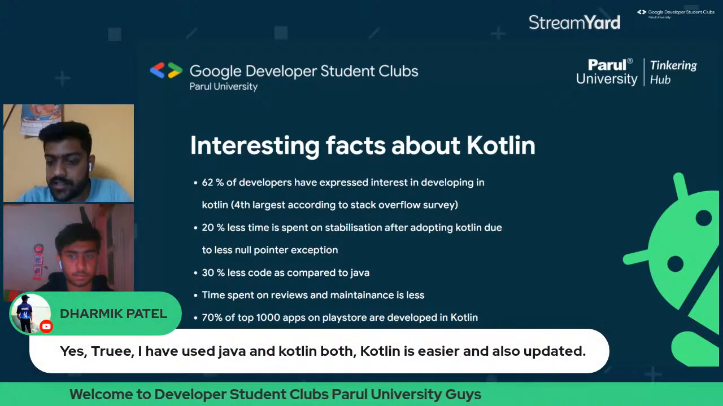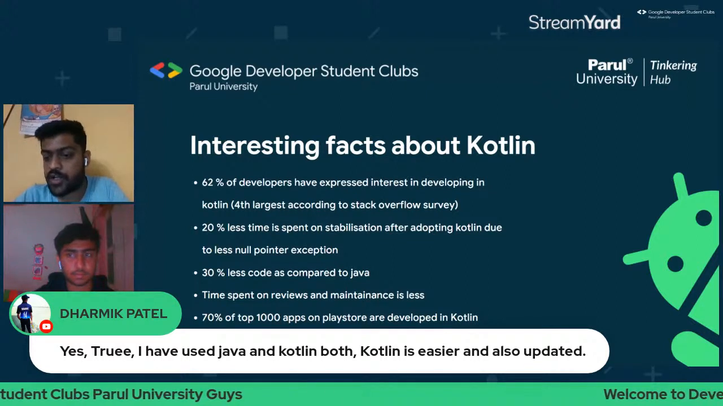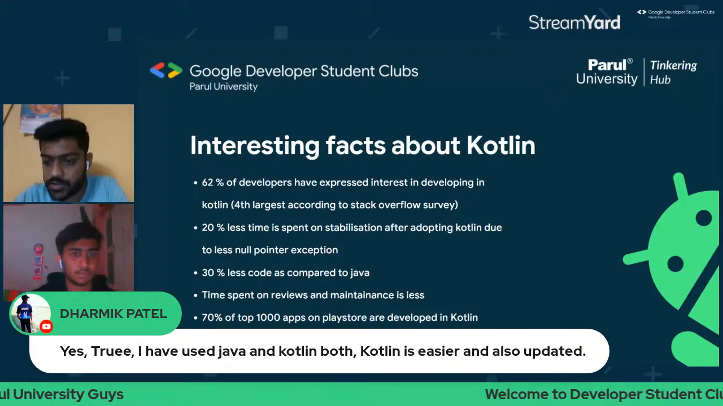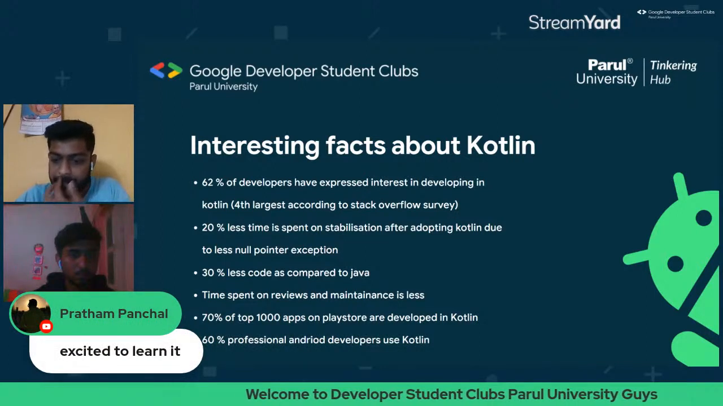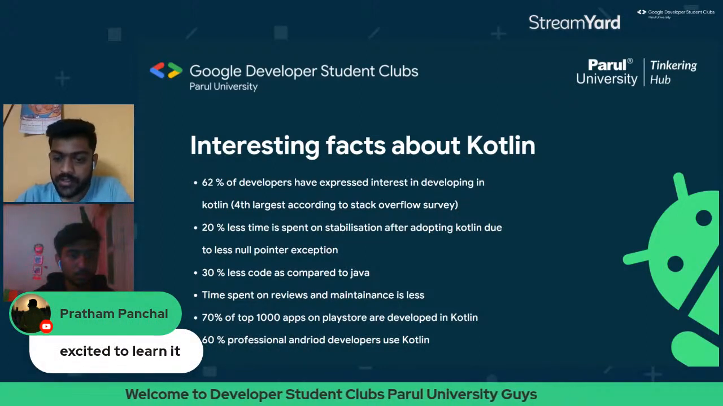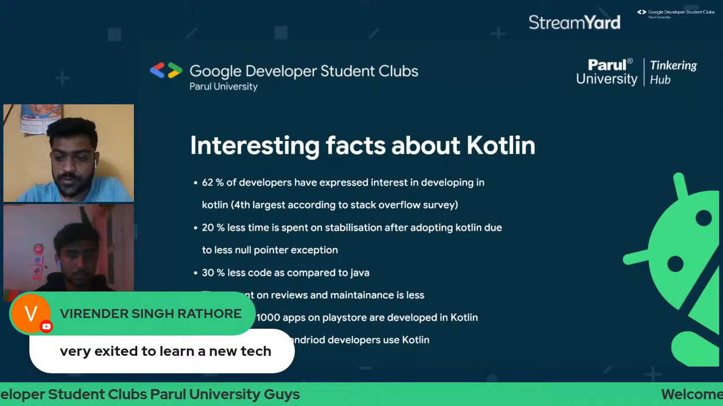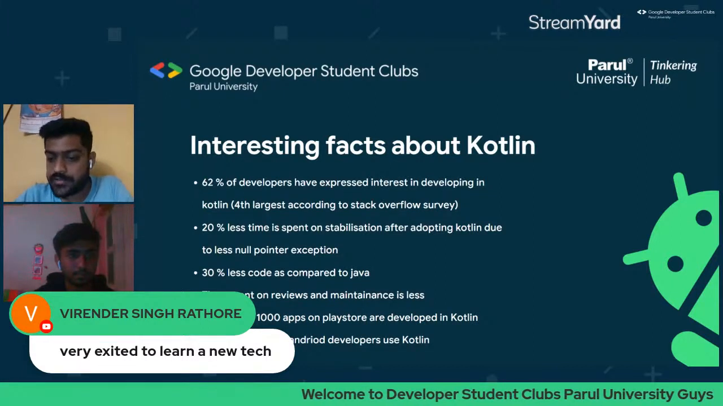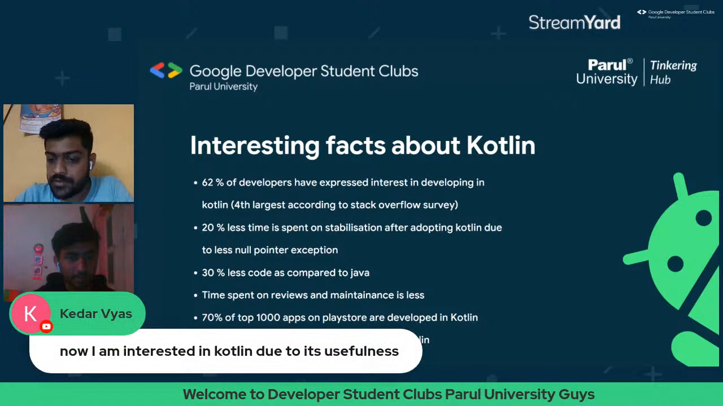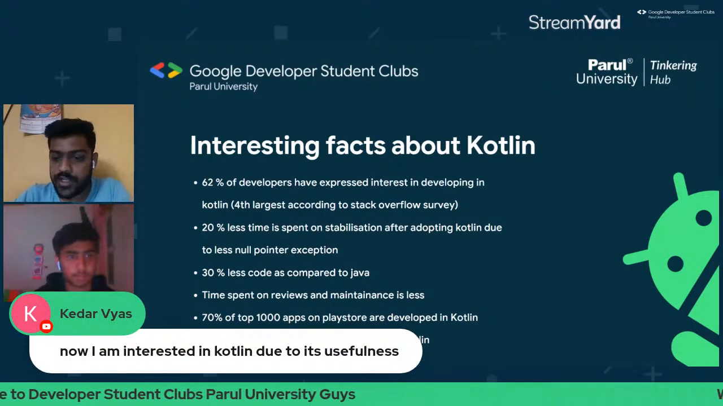Yes, exactly. Dharmik says yes, true. I have used Java and Kotlin both. Kotlin is easier and also updatable. Excited to learn it. Yes, Pratham, very excited to learn a new tech. Yes, exactly. We are here for you, and we will demonstrate how things work with Kotlin. Yes, Kedar says now I am interested in Kotlin due to its usefulness.